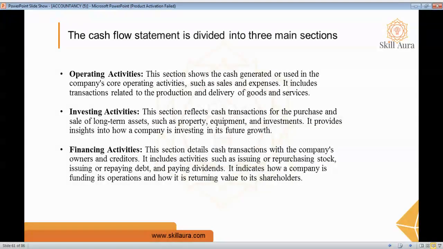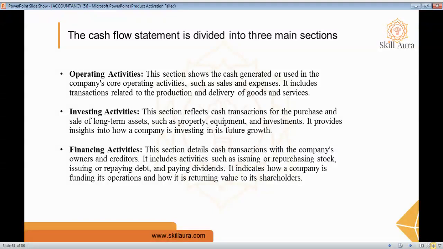And the next section is financial activity. This section shows the cash flow related to the company's financial sources. It includes cash inflow from issuing stock or bonds, as well as cash outflow from repaying loans or paying dividends to shareholders. And it also helps us to see how the company is raising capital and managing its financial structure.